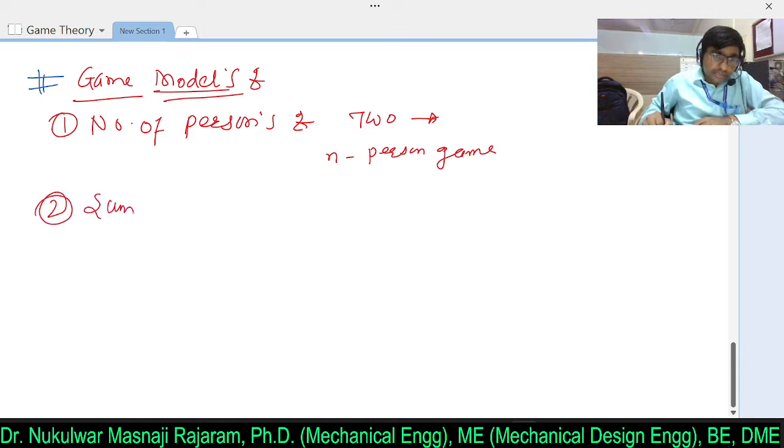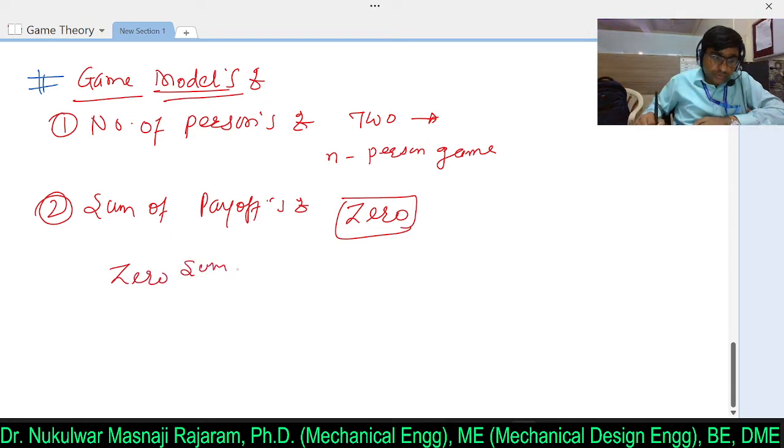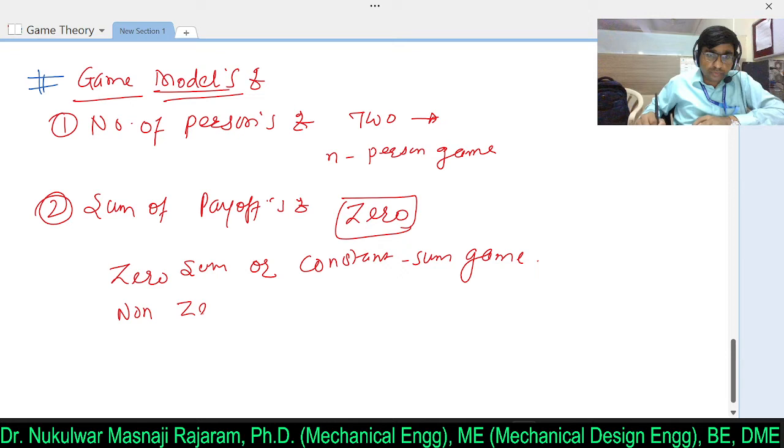Next is the sum of payoff. Here, if the sum of payoffs of the different players is 0, clear, then the game is called a zero sum, or we can also say constant sum game. Otherwise it is known as a non-zero sum game. Now let's see what a zero sum game is.